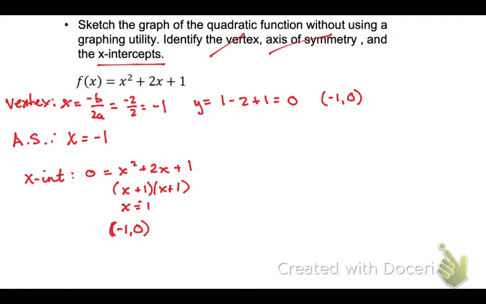Now, because we didn't do very well on our test with this, I want the y-intercept. How do you find a y-intercept of any equation, no matter what it is? Put zeros in for x's. So I have y equals 0 plus 0 plus 1. So I get what? 1. It's 0, 1.